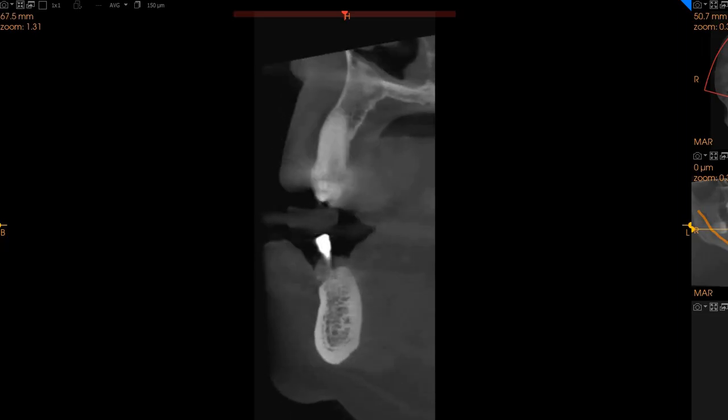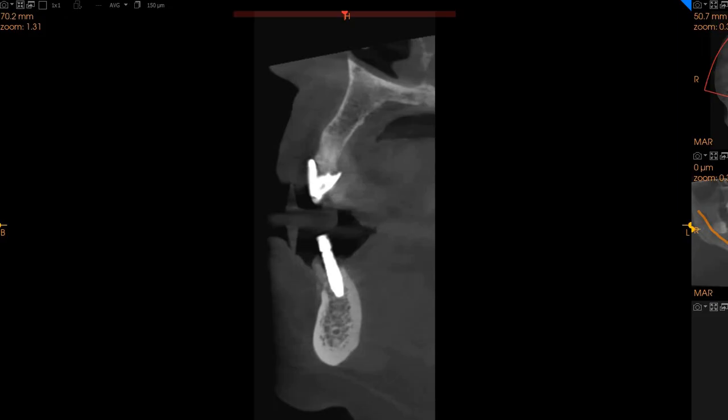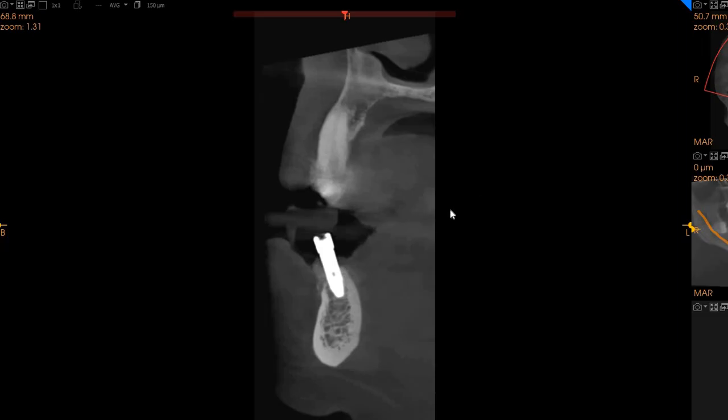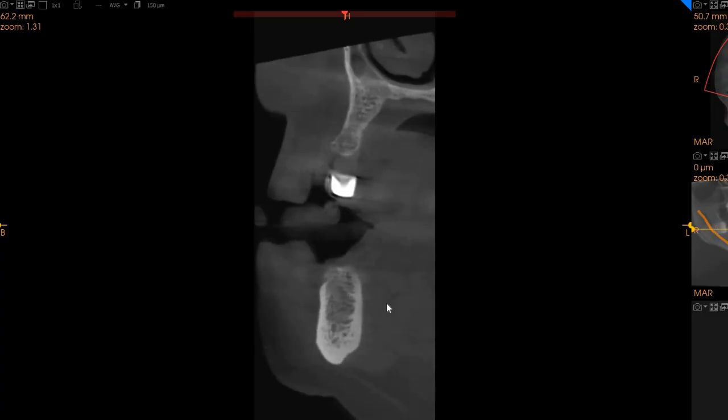This is the lower right. The implant is also suffering from severe periimplantitis. You can see it right here. This either is graft or soft tissue, but definitely there is periimplant bone loss of approximately 4 millimeters.